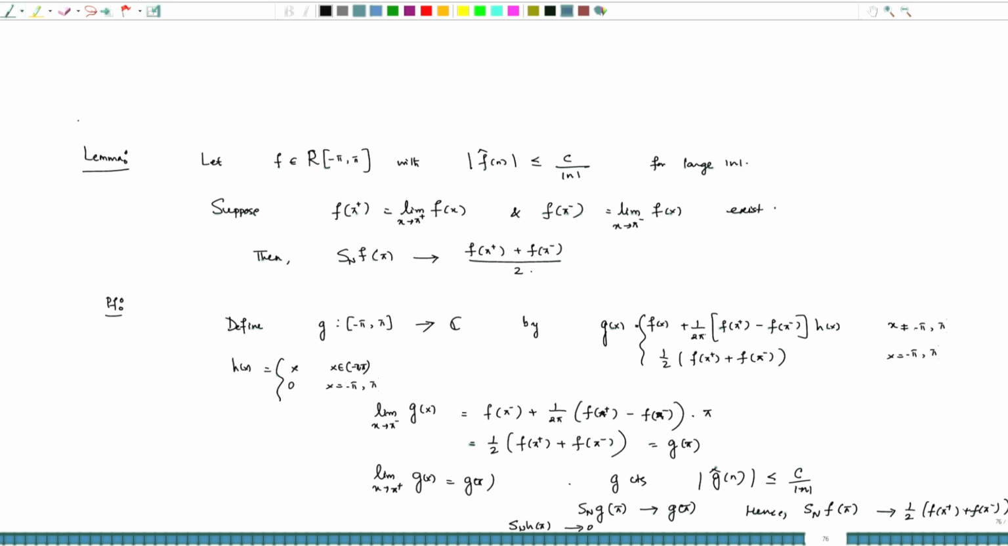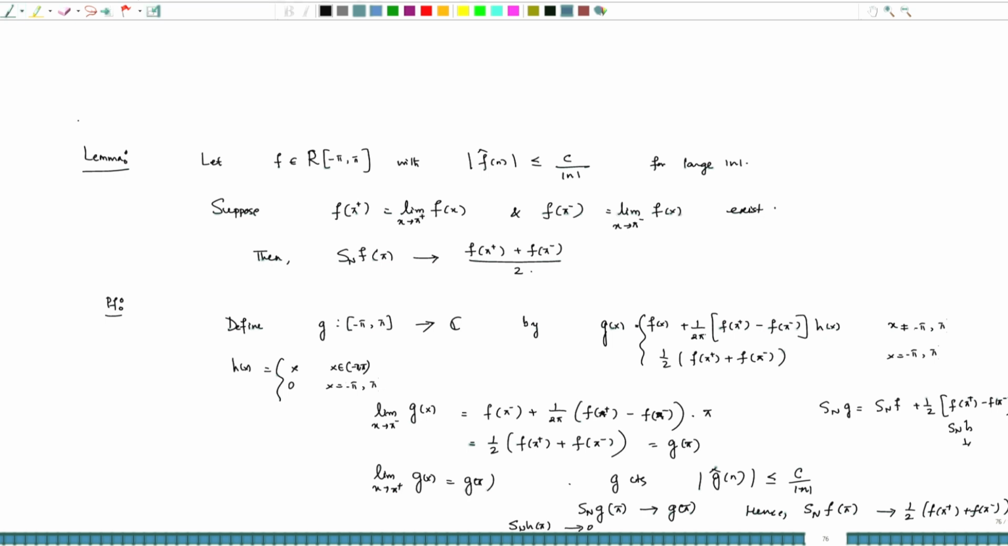As you can see, S n of g is equal to S n of f plus 1 by 2 times f of pi plus minus f of pi minus times S n of h. Now, S n of h converges to 0, therefore S n of f converges to the same limit as S n of g, which converges to g of pi, which is nothing but the average.